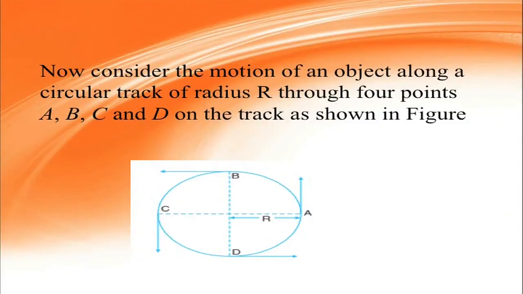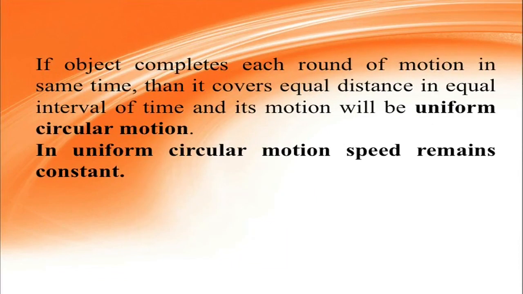Now, consider the motion of an object along a circular track of radius r through 4 points A, B, C, D on the track as shown in the figure. If the object completes each round of motion in the same time, then it covers equal distances in equal intervals of time, and the motion will be uniform circular motion. Since during this motion equal distance is covered in equal intervals of time, the ratio of the distance covered to the time taken, that is called speed, will remain constant. It means in uniform circular motion speed remains constant.